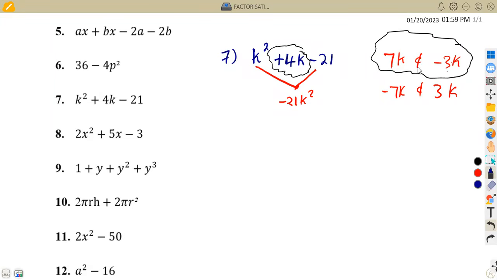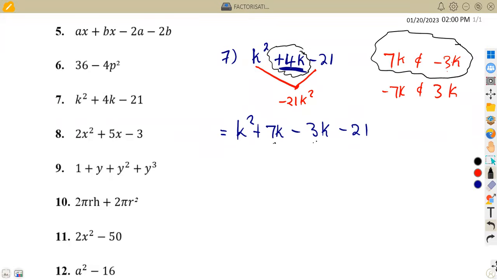So you substitute, this is the other way, guys, the longer way. You substitute these two terms into the middle term, which is 4k. So this whole expression can be written as k squared, and if we substitute these terms, it is going to be plus 7k minus 3k minus 21. We have substituted the two terms into the middle term, 7k and 3k. 7 minus 3, that's 4k. So you can see we haven't changed anything.